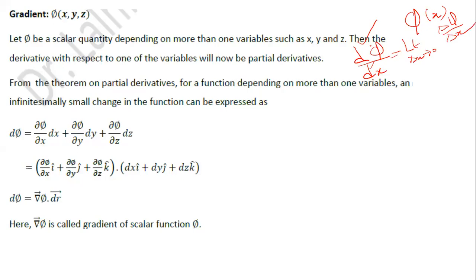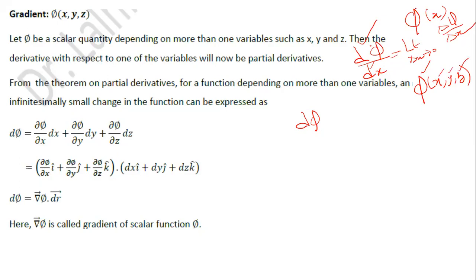Now, when we have a function phi which depends on more than one variable, that is x, y, and z, then in order to find the change in phi, any infinitesimal change in phi, we need to consider how quickly this function changes with x, how quickly this function changes with y, and how quickly this function changes with z, right?